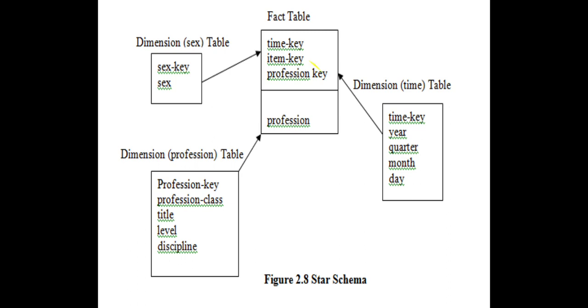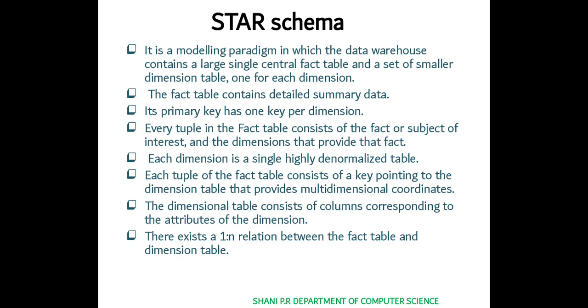Here you can see it has a time key, profession key, and if you have the item table, it will have the item key. So it will have all the summary data of the dimensions. It has a primary key, one key per dimension, so a primary key will be there for every dimension table. Every tuple in the fact table consists of the fact, or a subject of interest, and the dimensions that provide the fact. So every fact table will have the main subject, the main primary key used in a particular table.